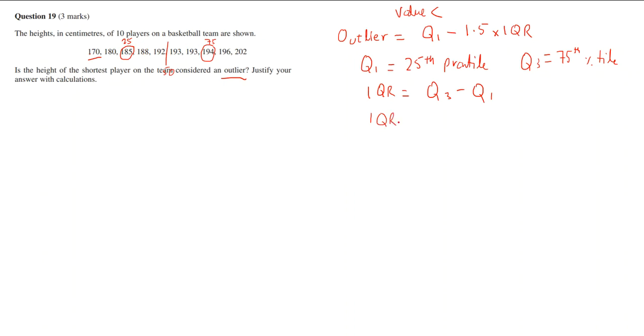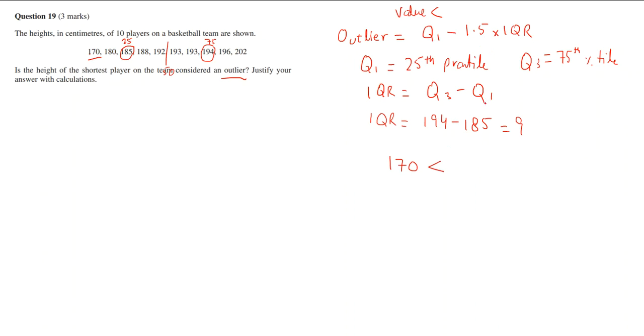So the interquartile range would then be 194 minus 185, which is equal to 9. Now we work it out whether this statement is true. So what is the shortest value? 170. So we need to determine whether this 170 is less than Q1 minus 1.5 times interquartile range.